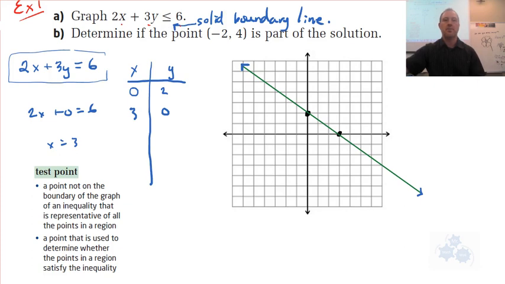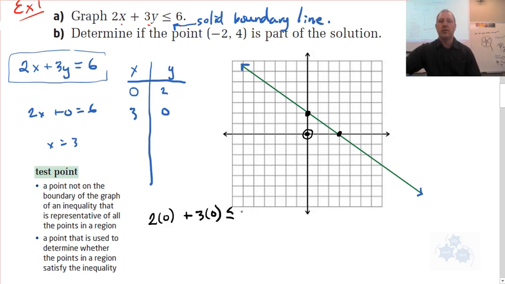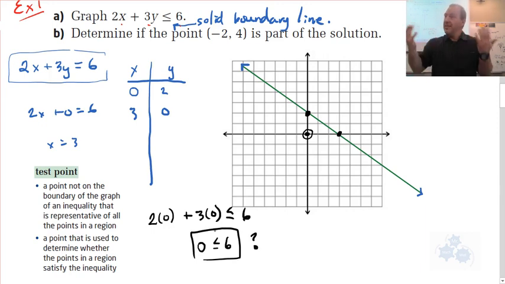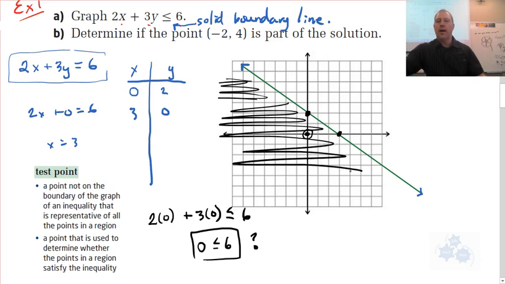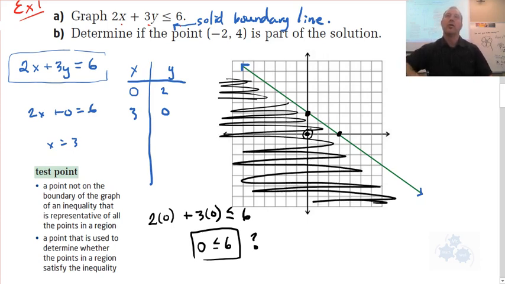So let me demonstrate. Let's pick (0, 0), which is always really easy, if it's not on the line. Pick (0, 0). Super easy. Because if I test (0, 0), it's going to look like this, right? 2(0) + 3(0). Now what's my inequality? Less than or equal to 6. So 0 plus 0 is 0, less than or equal to 6. Is this a true statement? Yeah, 0 is less than 6. So guess what? The solution region is below the line because it includes the point (0, 0).